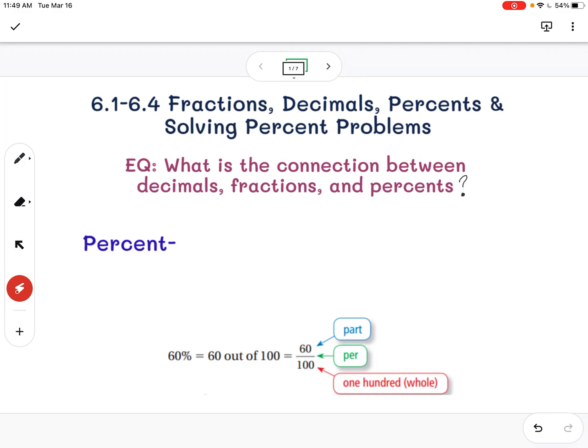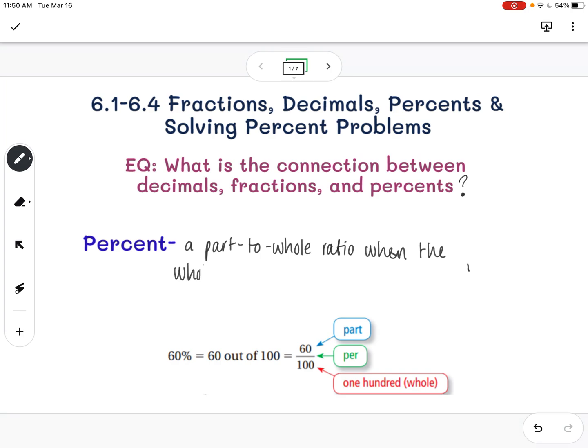And our essential question for today is, what is the connection between decimals, fractions, and percents? And we're going to talk about that here shortly. So let's start off with percent. What is a percent? A percent is a part to whole ratio in which the whole is always 100.